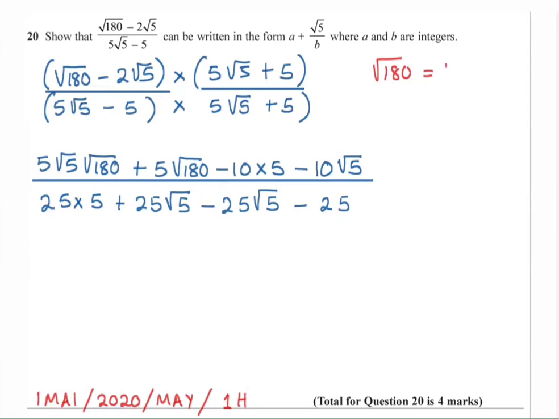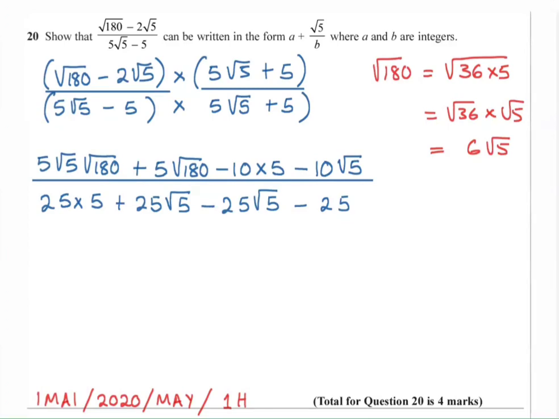I'm going to use a square number and a prime number. 180 can be written as 36 times 5. Then from there, I can separate into root 36 multiplied by root 5. Then the square root of 36 is a whole number, 6. So that just returns a 6 root 5. Now I'm going to use that and replace every root 180 with a 6 root 5.